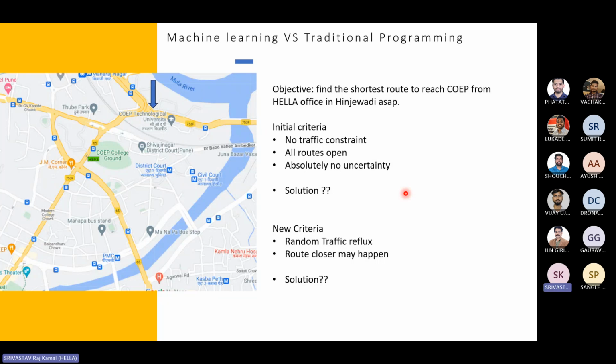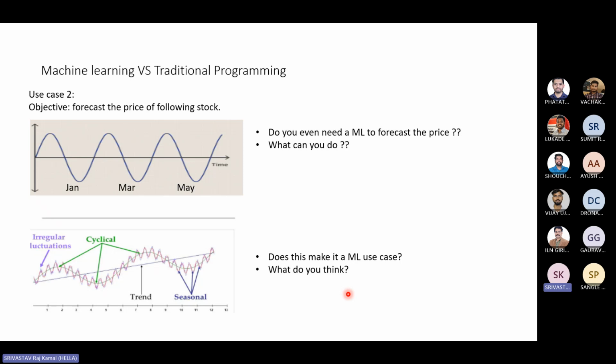So how do we counter such uncertainties? There, machine learning can solve such problems. We can find the shortest route with the help of machine learning given the conditions. So this is an example. Now let's take one more example.